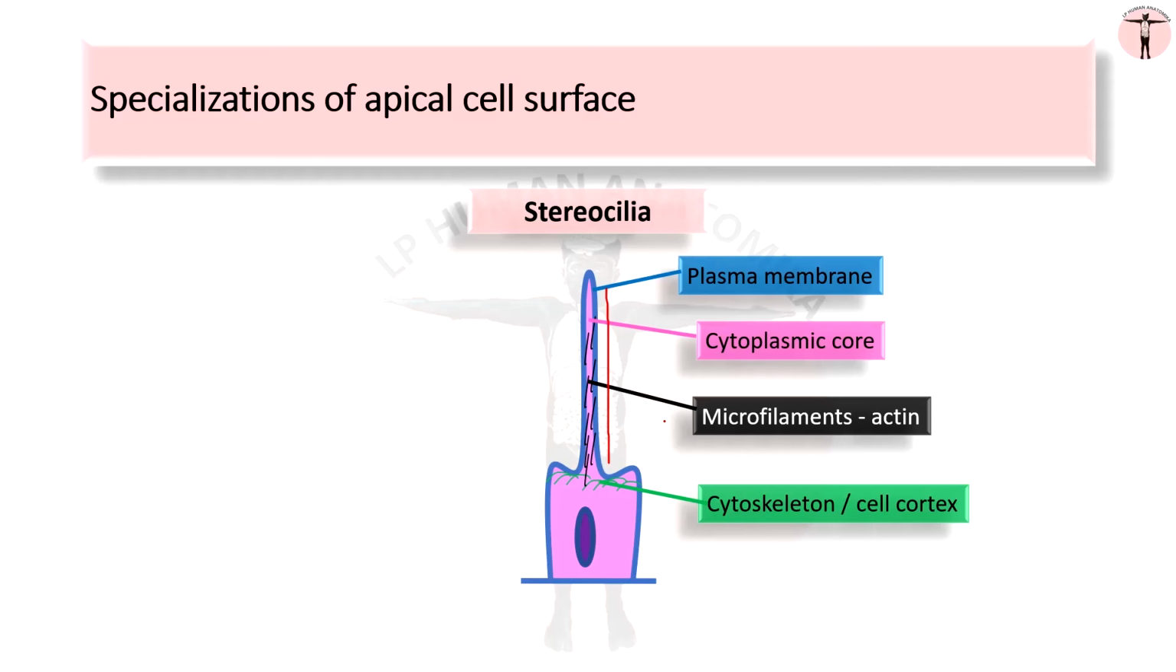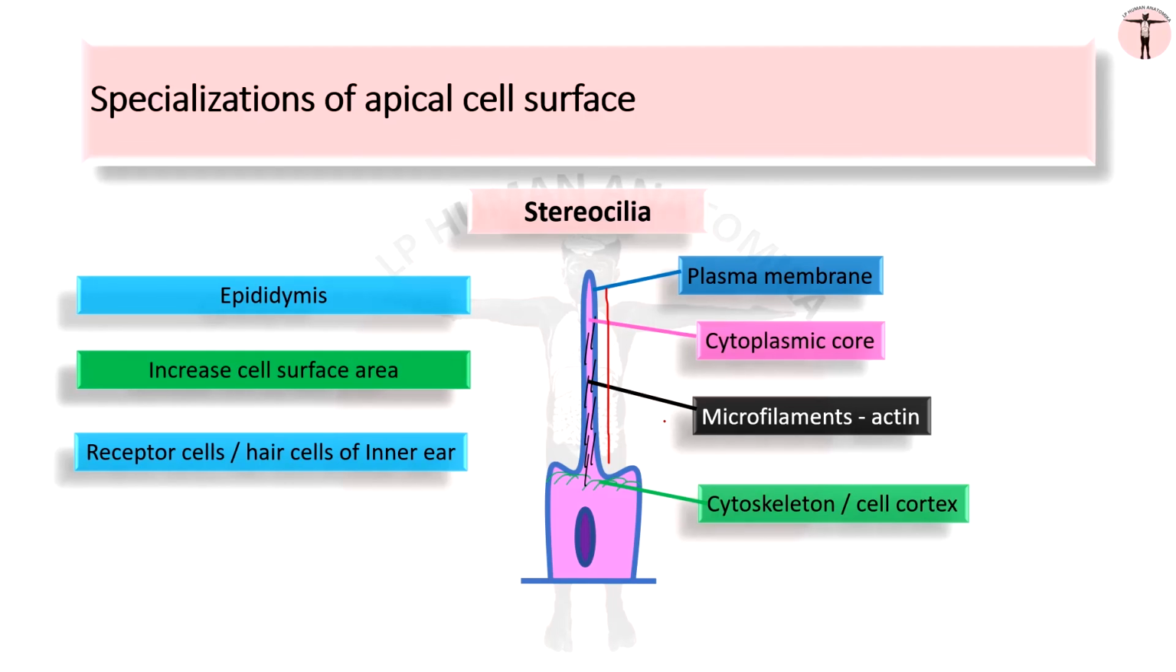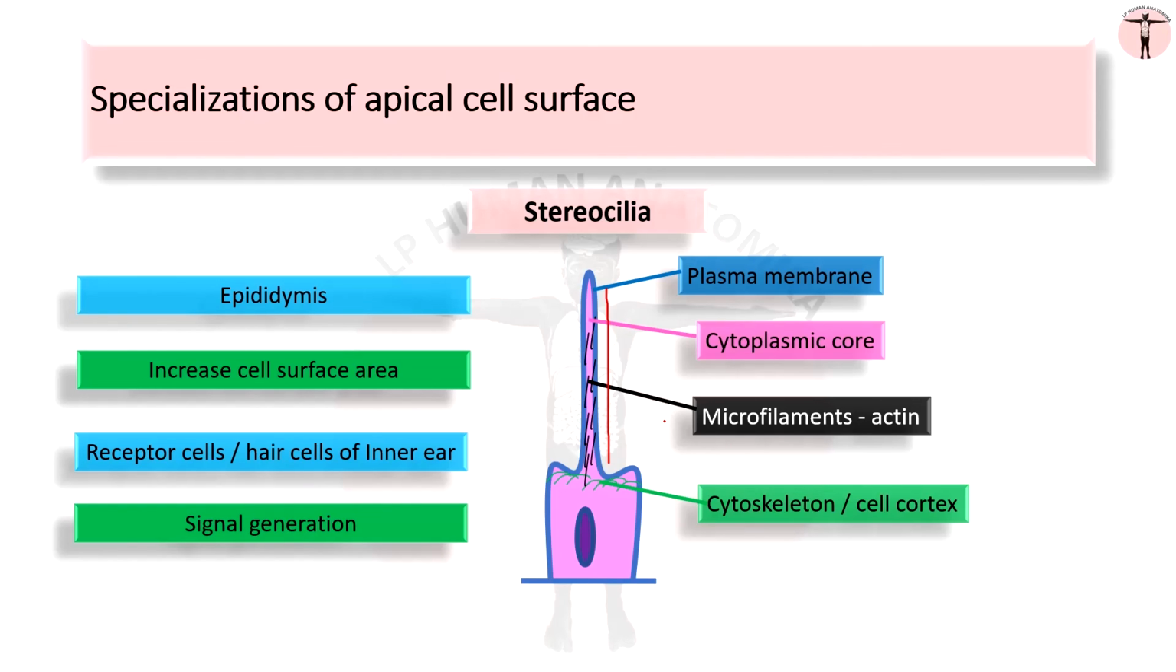They are sensory in function and are seen on receptor cells in the internal ear and on the epithelium of the epididymis. In the internal ear, they are called kinocilia. They increase the cell surface area for absorption in the epididymis and probably function in signal generation in hair cells of the internal ear. Cilia are also present on the cells in the olfactory mucosa of the nose and are called olfactory cilia. They are receptors for smell.